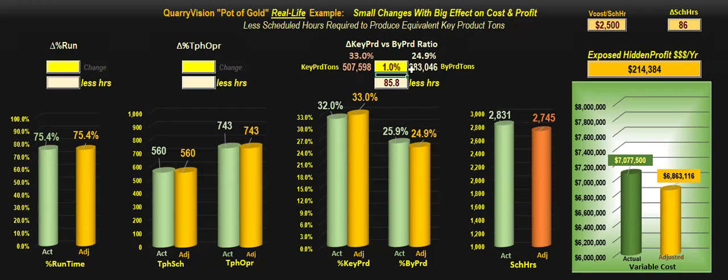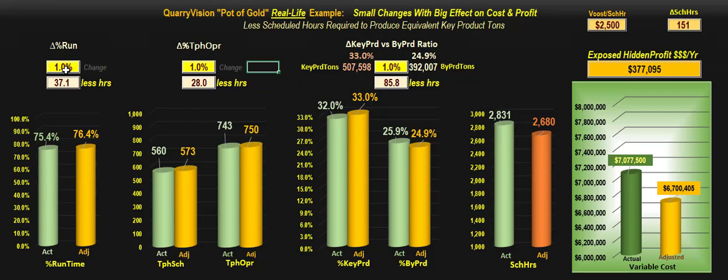Small changes, even as little as 1%, on each of the example variables, result in potential added profit of over $377,000 with 151 less scheduled hours.